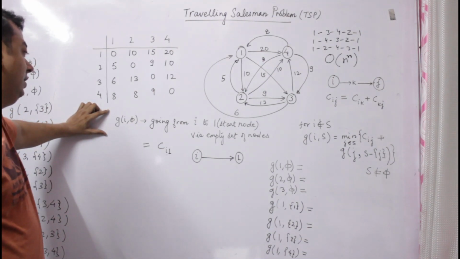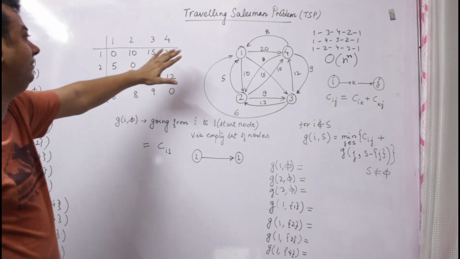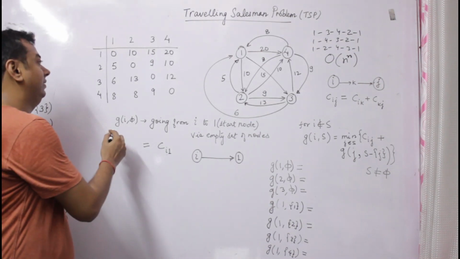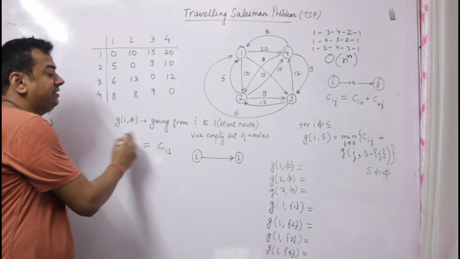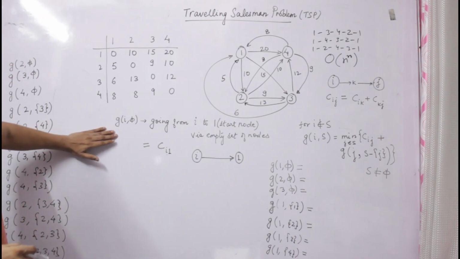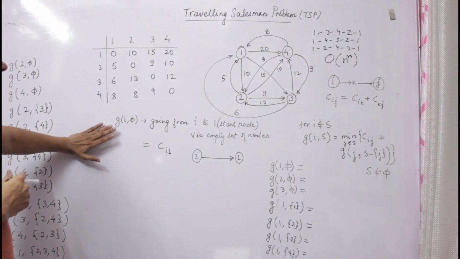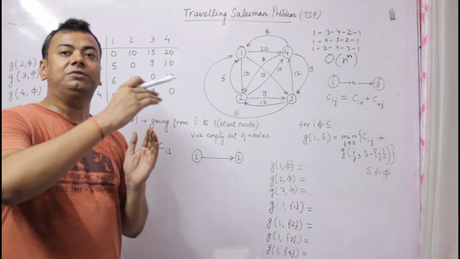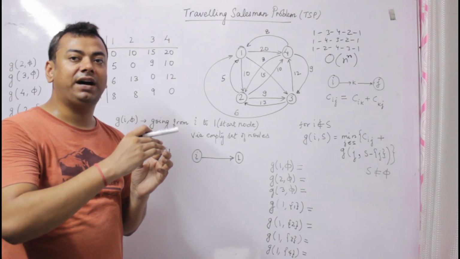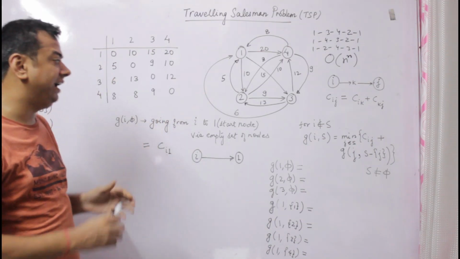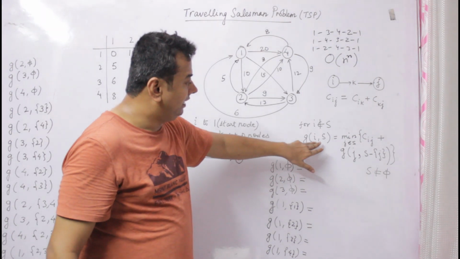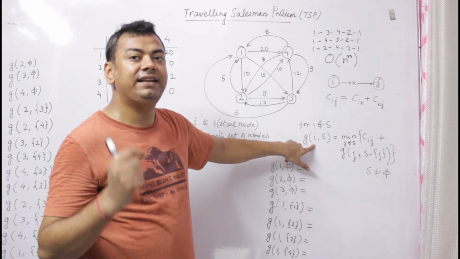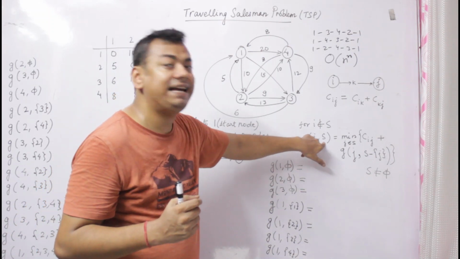Now, here we have the start node as 1. So now I have taken this G notation. This is a G function. The G function says it is the length of the shortest path from I covering the entire set of cities which are in this set S.